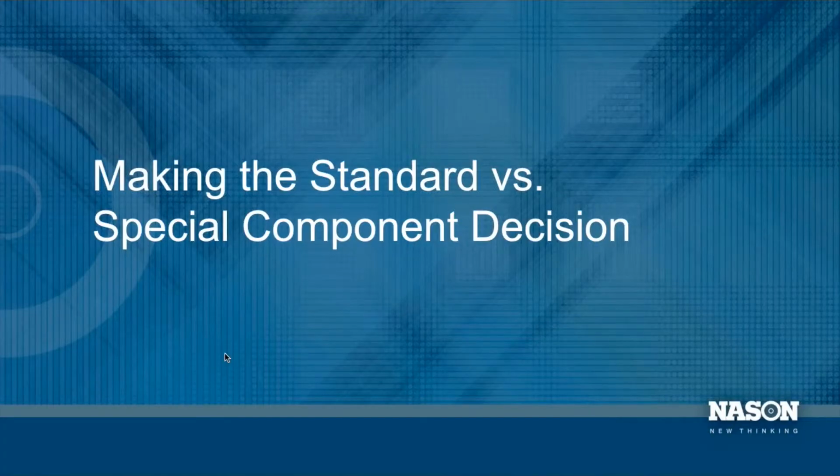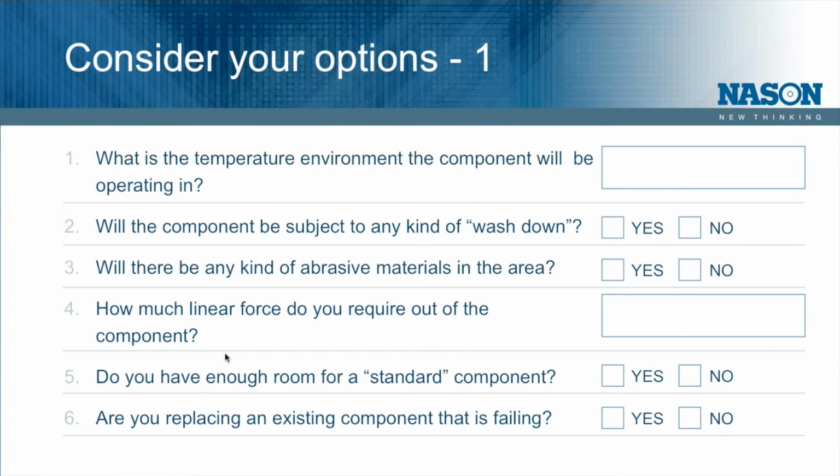So how do you know which decision to make when considering standard and special components? For the purpose of this example, we will pretend that we are in the process of specifying a cylinder for your next machine. When you're designing your next machine, consider your options by asking yourself the following questions.